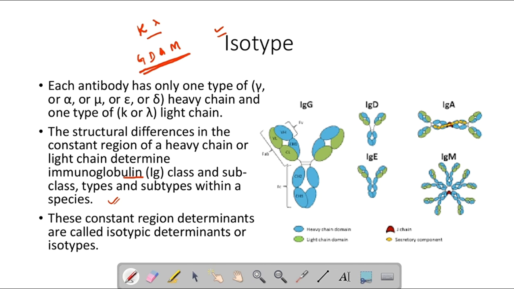The structural difference in the constant region of the heavy chain or light chain determines the immunoglobulin classes and subclasses, types and subtypes within a species. So basically the structural difference in the constant region of the heavy chain determines the classes, subclasses and subtypes within a species. These constant region determinants are called isotypic determinants or isotypes.